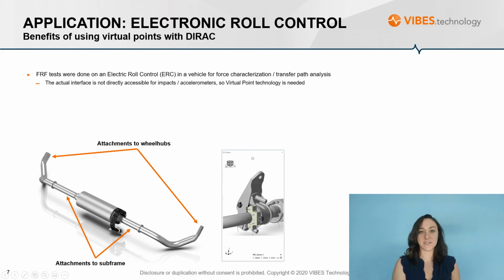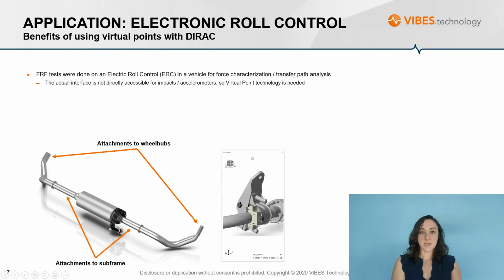Now I'm just going to show you a short example from a project we did recently on an automotive component, the electronic roll control, or ERC. In this project, we wanted to determine the forces that the ERC exerts on the body using component-based transfer path analysis. So basically to do this, we install the ERC in the vehicle, we measure some operational responses while the ERC is operating, and then we also measure some FRFs while everything is static to get the relationship between acceleration and force, such that we can calculate the forces that the ERC exerts on the body.